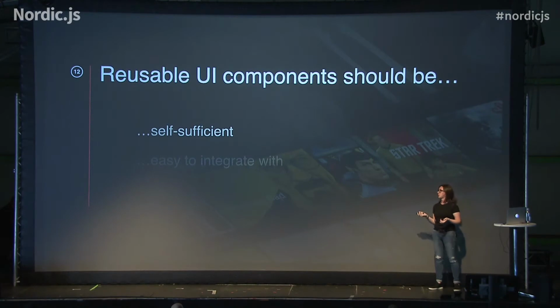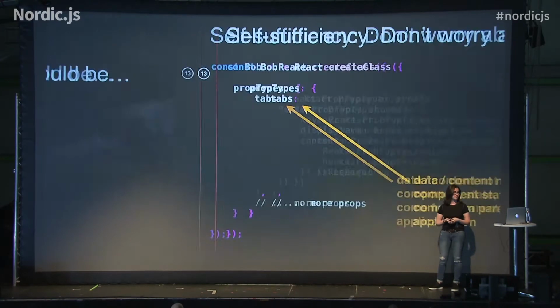So, to the first point, reusable UI components should be self-sufficient. They should do one thing in your UI, they should do it well, and they should do it independently of the parent application. Essentially, anyone using your component doesn't need to do too much configuration for your component to look and feel and behave as you've advertised that it's supposed to look and feel and behave.